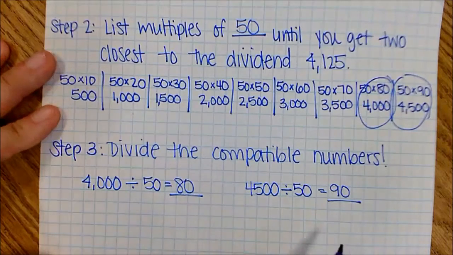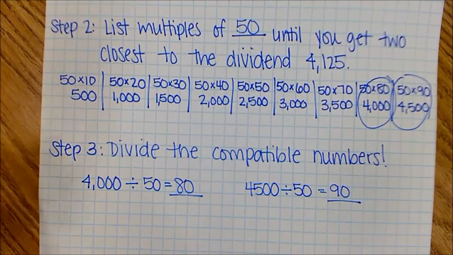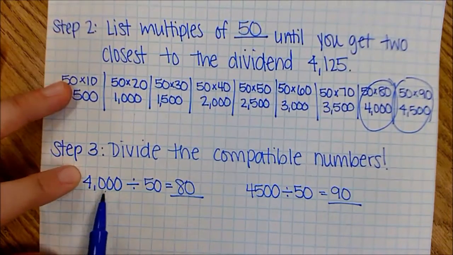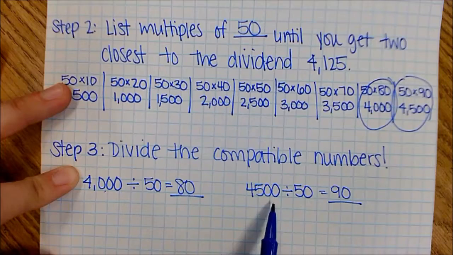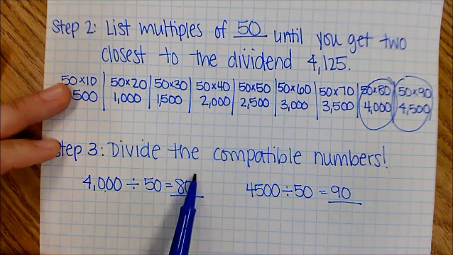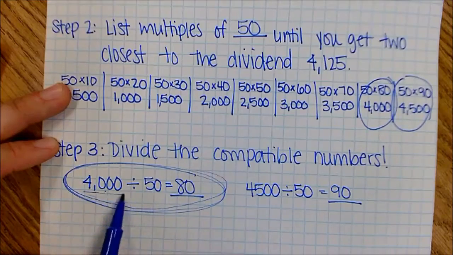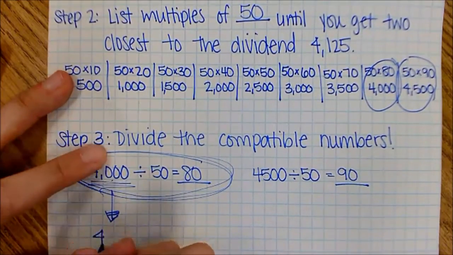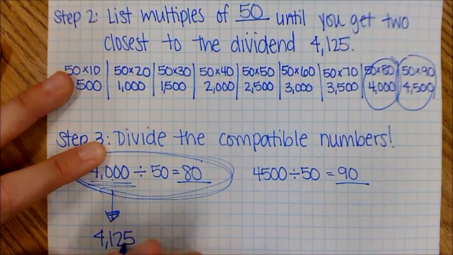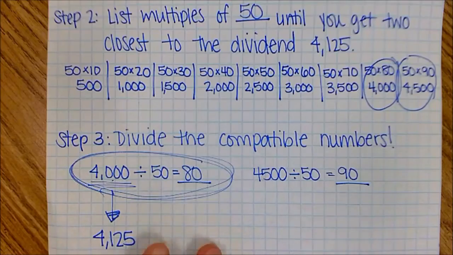So when I look at these, I'm trying to find the one that would make more sense, that would be more reasonable. And when I look, 4,000 is a lot closer to 4,125 than 4,500 is. So I'm going to go with this as my estimate because 4,000 is a lot closer to my actual dividend of 4,125. So this would be more reasonable of an estimate.